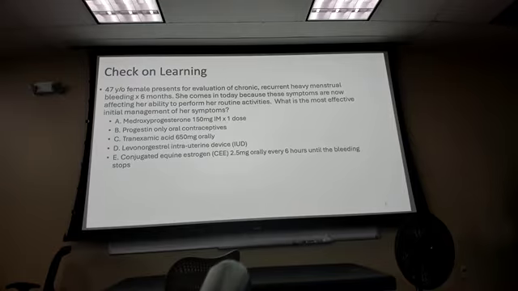Okay, a 47-year-old female presents with chronic recurrent heavy menstrual bleeding for 6 months. She's coming in today because these symptoms are now affecting her ability to perform routine activities. Treatment. What do we want to recommend as the most effective? Not that you can't give lots of things, but what is the most effective?